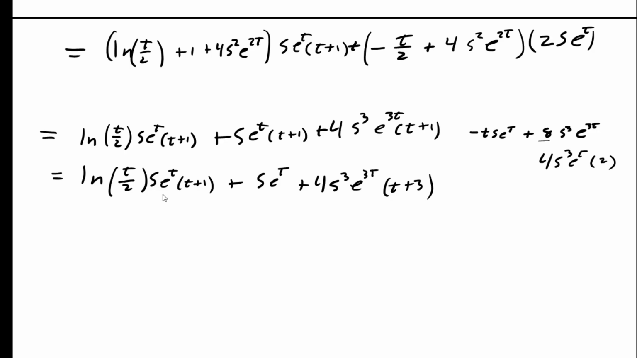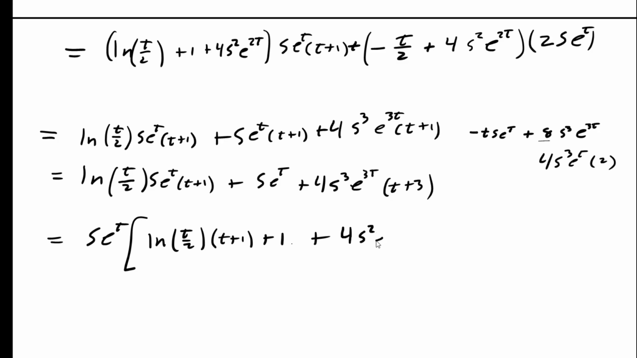All right, you can factor the s e to the t out. You know, why not? S e to the t times ln t over 2 times t plus 1 plus 1 plus 4 s squared e to the 2t times t plus 3. And that's my answer.